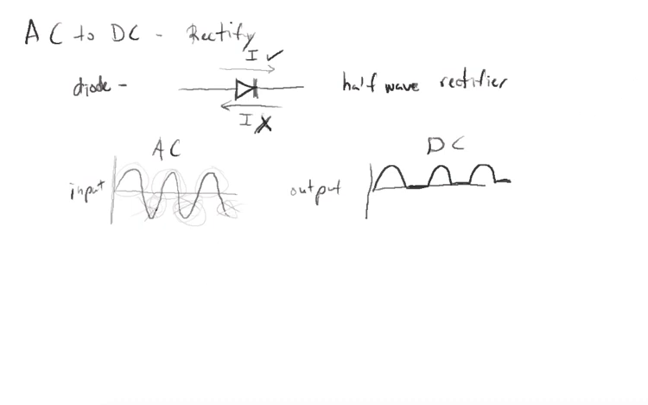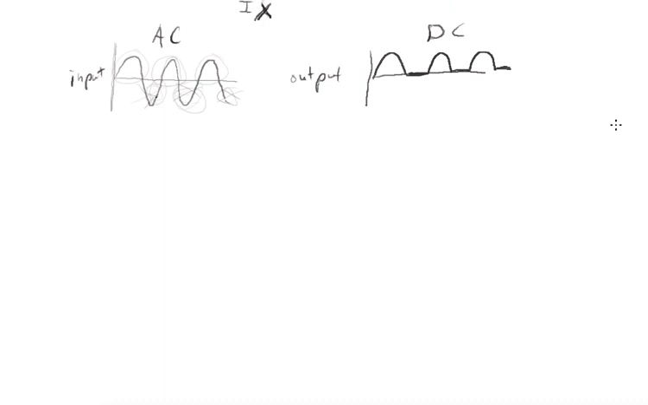So we can come up with a better way to do this, and this requires 4 diodes. This is called a full wave rectifier. And so what you do is you have to set them up in a manner like this. Trying to draw this as neatly as I can here. And then that. And so this will be our full wave rectifier.